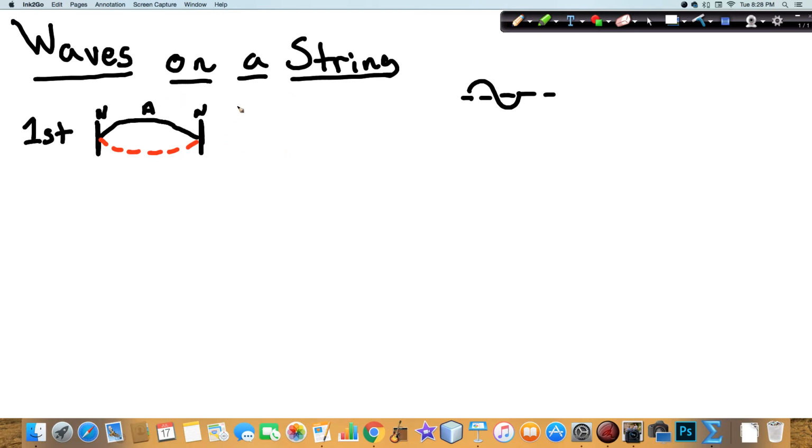Now, this is going to have the fundamental frequency. So like I said, this is the lowest frequency that this string can resonate at naturally.